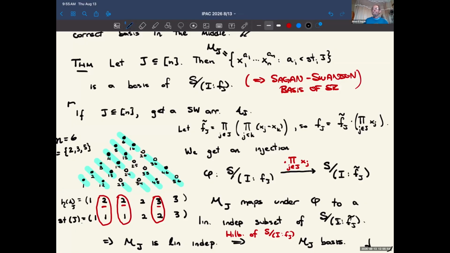And this basis, and in fact the MJ basis too, will be really helpful in understanding the module structure of this quotient ring. And I'll close with a little warning.